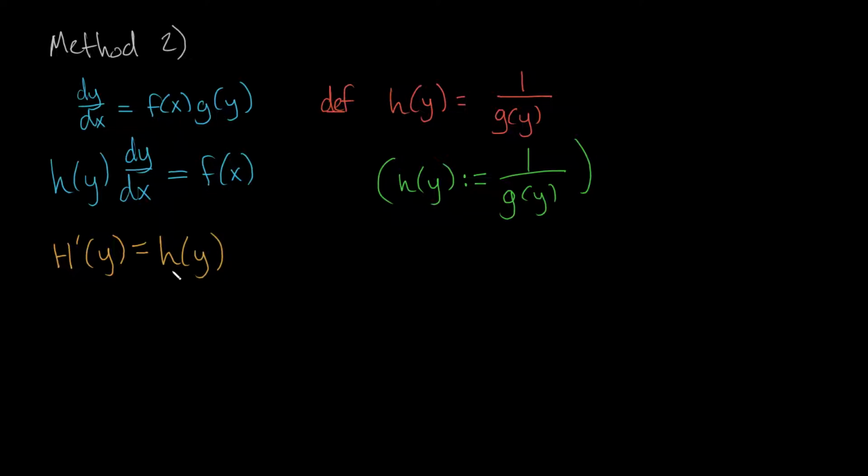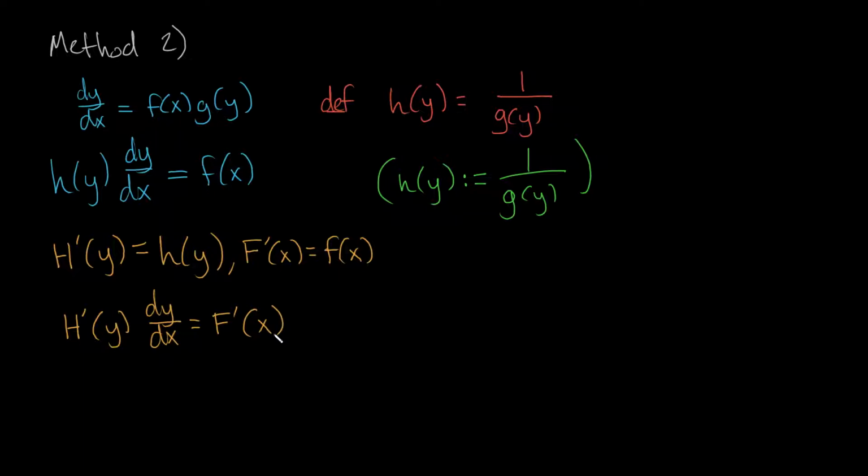And this way we're sticking to the realm of what we know, because we're saying, all right, we're just assuming that there's some function whose derivative is h of y, and we're going to do the same thing for f. So we're going to say big F prime of x equals little f of x. And now, given these, we should be able to just substitute these into our equation. So we get that big H prime of y times dy dx equals big F prime of x.